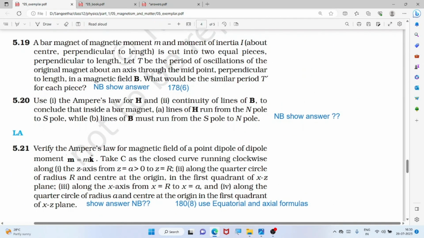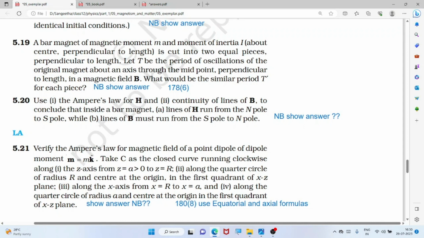A bar magnet of magnetic moment M and moment of inertia I is cut into two equal pieces perpendicular to the length. Let T be the period of oscillation of the original magnet, the full magnet, about the axis through the midpoint perpendicular to the length. What will be the similar period T for each piece? The full piece period of oscillation is T. They are asking for the individual pieces.